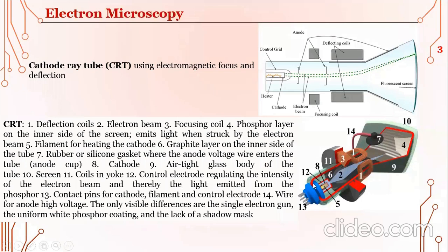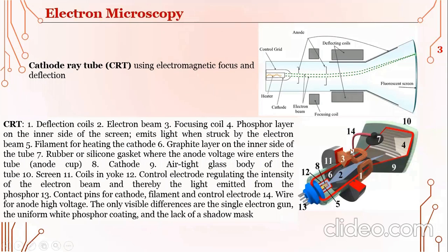The control electrode regulates the intensity of the electron beam, so this is important. After that, the contact pins for the electrode. These are the contact pins for the electrode, filaments, and control electrode. We will be talking about all this stuff in detail, but this is just the intro of all these.